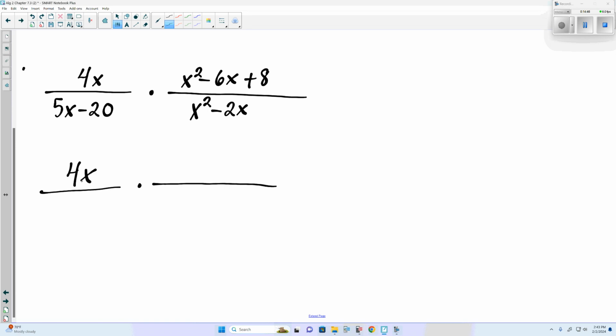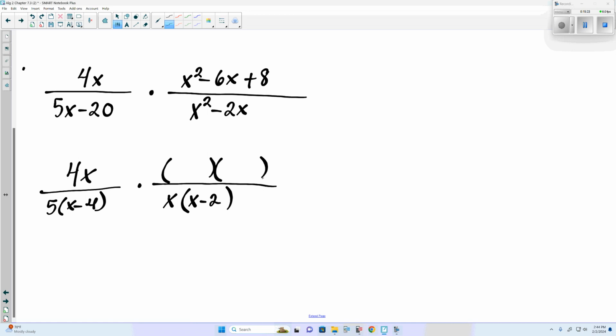Which one of these do we want to factor first? 5x minus 20, because it has the greatest common factor of 5. And if we factor it out, we get 5 times x minus 4. What about the next one? X squared minus 2x. And we can factor it by taking out the greatest common factor of x, leaving us with x minus 2. X times x minus 2.